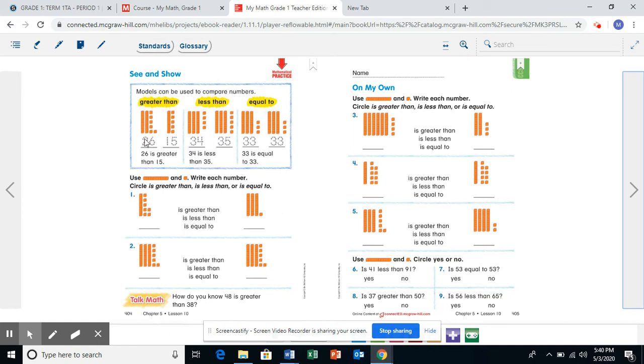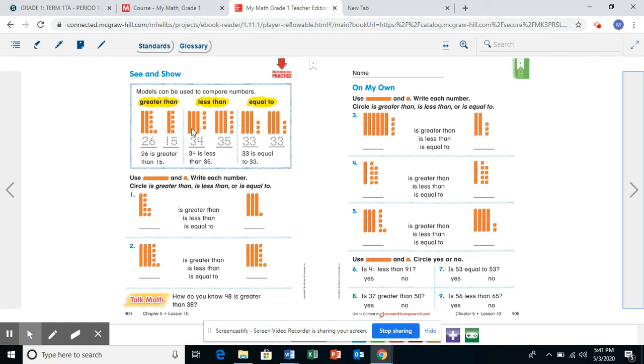So let's look at this number here. We have the number 26, and then we have the number 15. Let's compare the numbers by the tens place. The 2, there's 2 10 bases here. The number 15, there's only 1. Just by looking at that, I can automatically say the number 26 is greater because this one has more 10 base numbers than the 15.